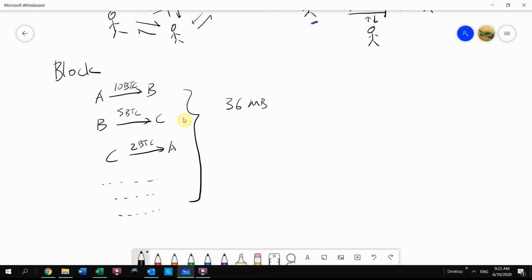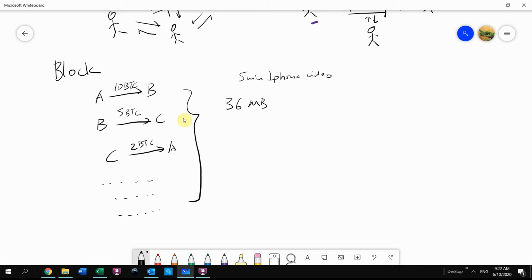It's like you use your iPhone and shoot a video for 5 minutes, and the size of that video is 36 megabytes. So that's roughly a 5-minute iPhone video, which is not very much.